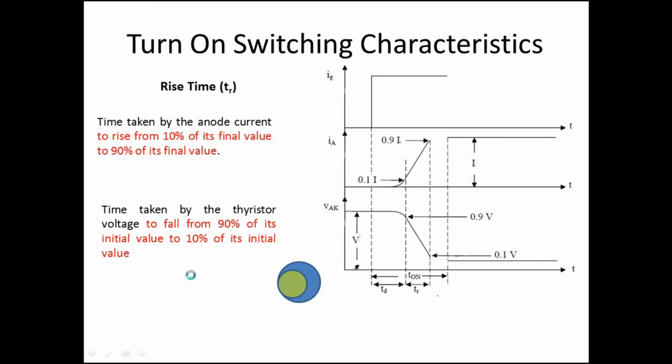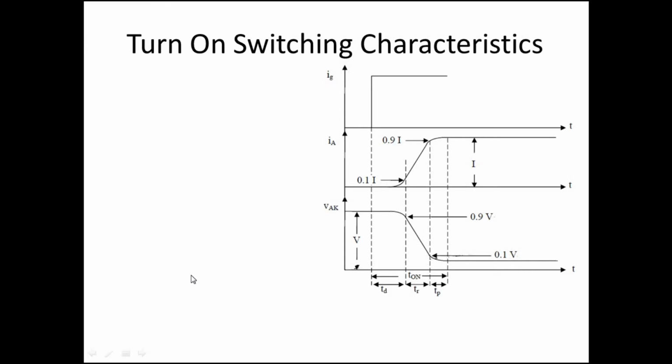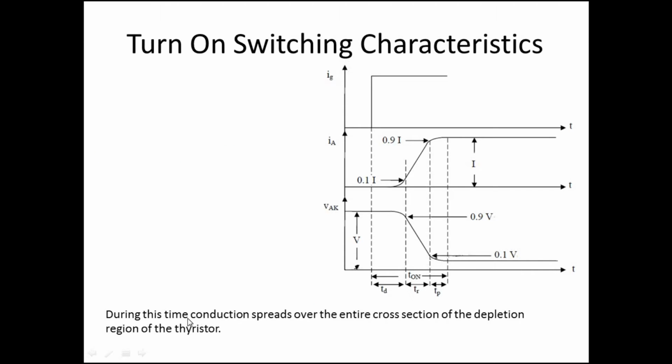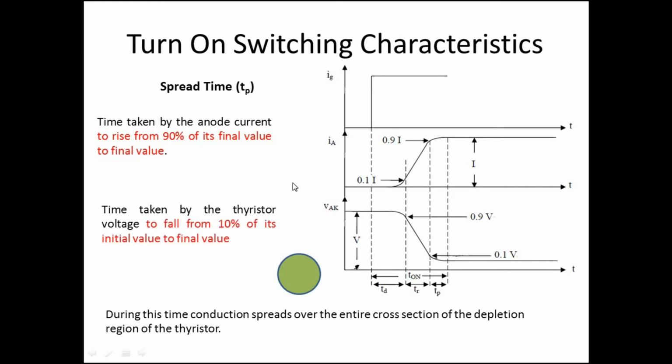And next is spread time. During this time, conduction spreads over the full cross section of the depletion region of the thyristor, and because of that the current is increased from 90% to the final value, and the voltage falls from 10% to the final value. So this is called spread time.